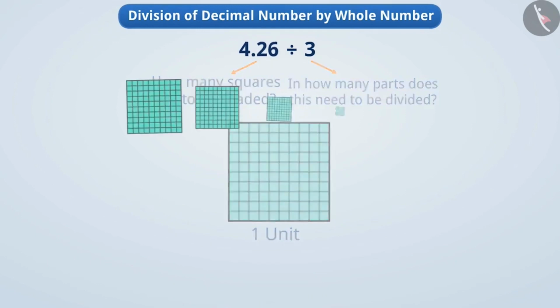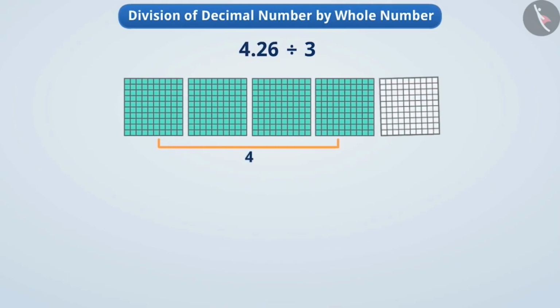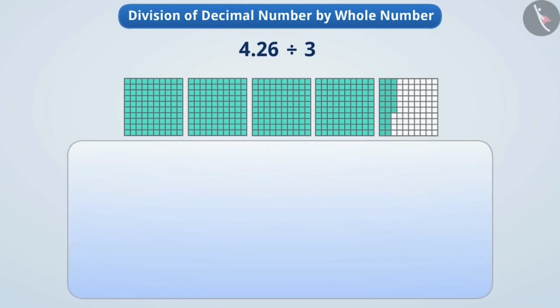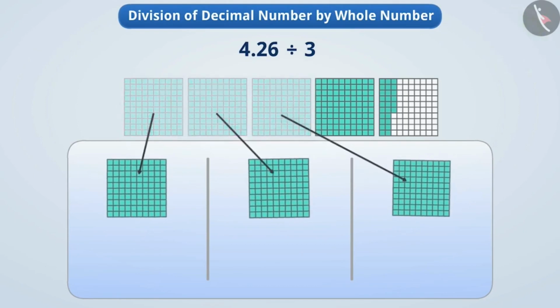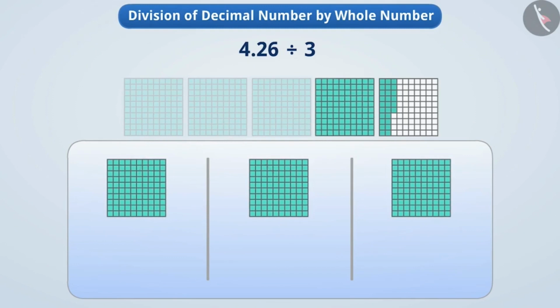To denote 4.26, we will shade 4 full squares and 2/10 and 6/100 of one square. Now let's divide 4.26 into 3 equal parts. Can you tell how we will divide 4 units into 3 equal parts? Think a little. Let me tell you. We can put 1 unit in each part. On doing so, we will be left with 1 unit.